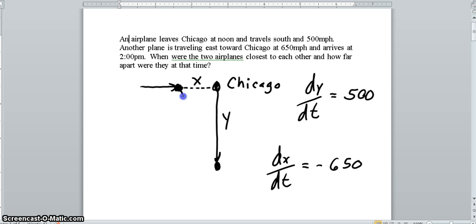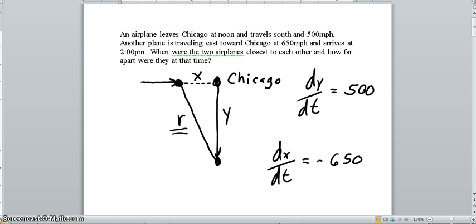So when is the distance between them, which I'll call r, when is that distance a minimum? The way I'm going to try to tackle this is I'm going to set up r as a function of time, and then it just boils down to taking the first derivative. So let's see if I can express r in terms of the variable t.